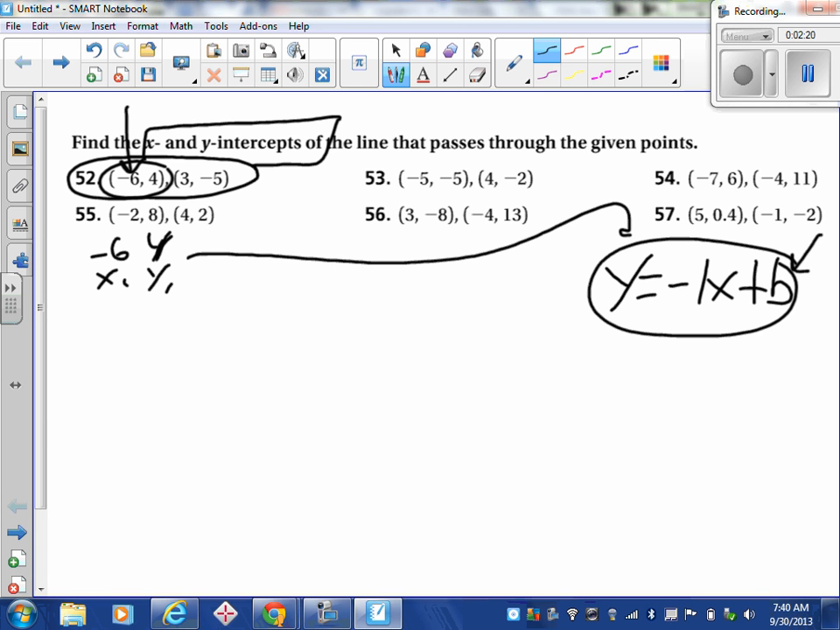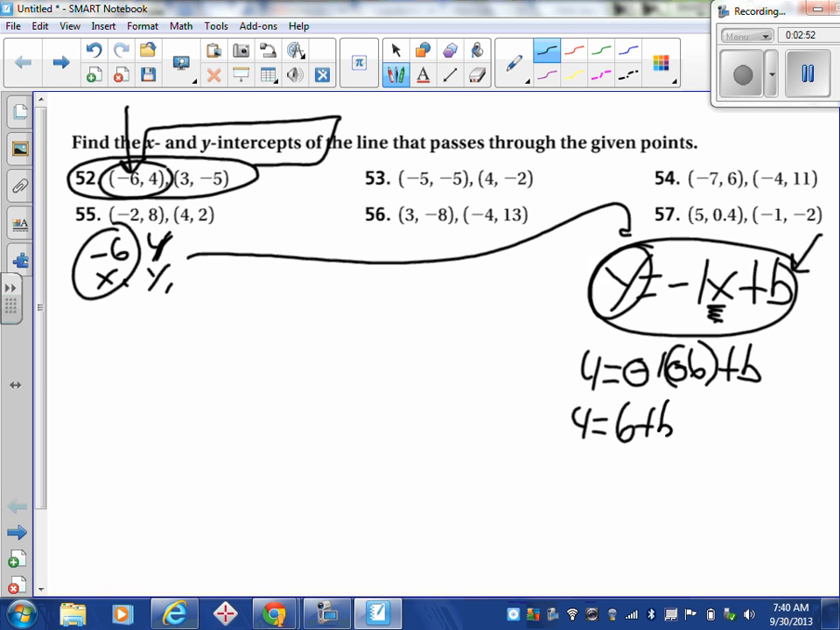So over here where the y is actually going to be 4. So I'm going to have 4 equals -1. This x right here is the same thing as that -6 over there. So I'm going to put -6 plus b. So I have 4 equals -1 times a -6 is 6 plus b.